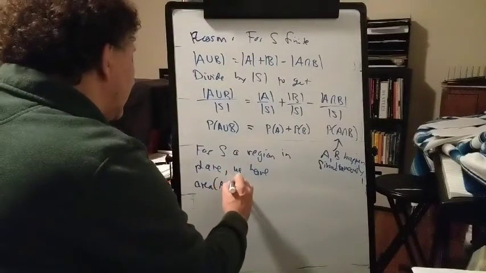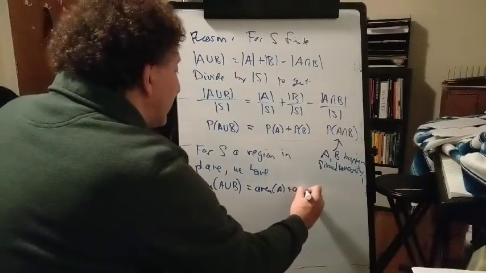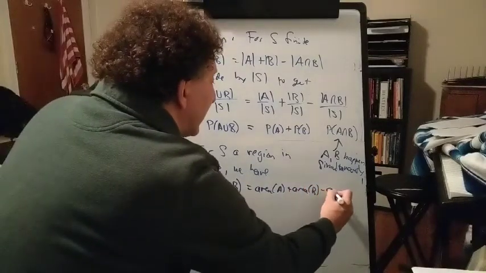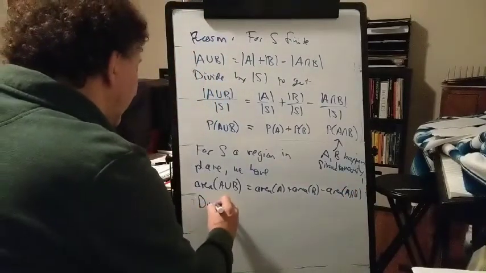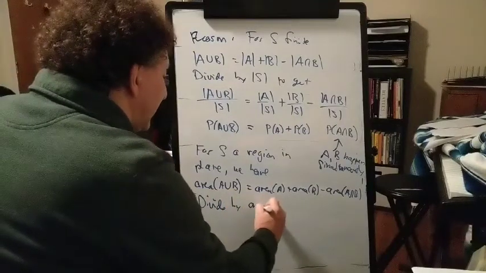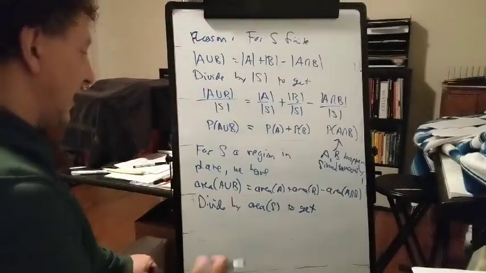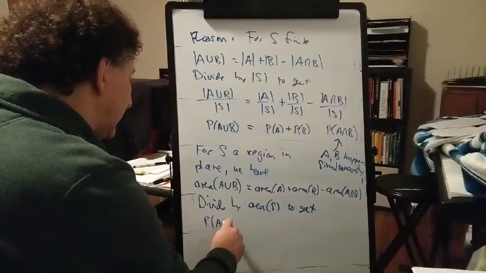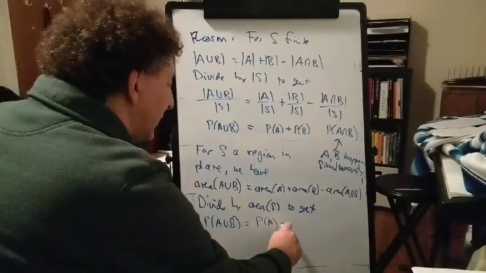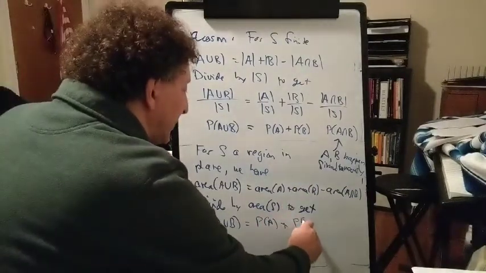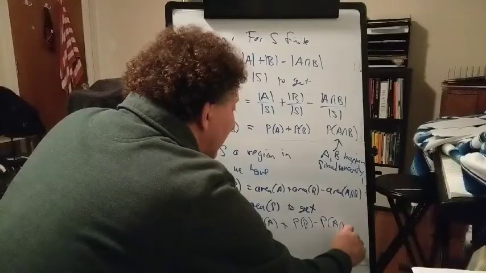The area of A union B equals the area of A plus the area of B minus the area of A intersect B. And then we divide by area of S to get, well, area of A union B over area of S is probability of A union B. Area of A over area of S is probability of A. Area of B over area of S is probability of B. And area of A intersect B over area of S is probability of A intersect B.